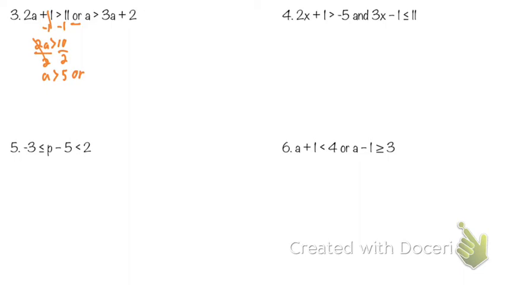Or, now we solve the second one. Well, I subtract 2a, or 3a. So -2a is greater than 2. Divided by -2. Because I divided by a negative, I'll flip the sign. A is less than -1. So I have a is greater than 5 or a is less than -1. And so I'm going to graph this.